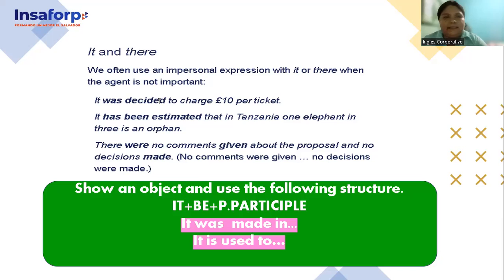Okay, Karen Yvette. Karen, one example, please. Yes, teacher. For example, the juice. It was made in El Salvador. It is just drunk. Okay. It is used to? For me or by me? Is it correct, for me or by me? Okay. No. I will use another thing.